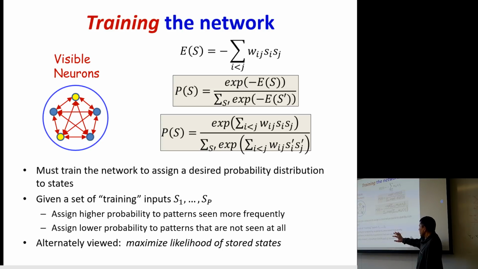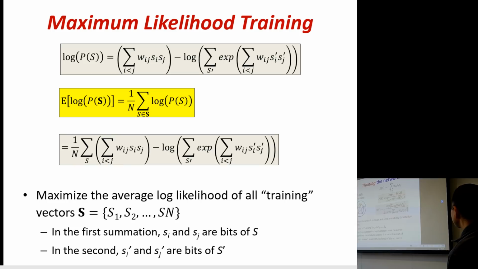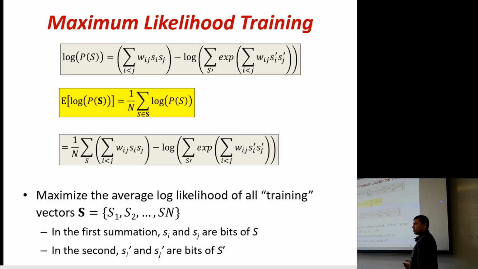But then thinking of it from a purely probabilistic perspective, what are we really doing? We are maximizing the likelihood of stored states. So let's look at the maximum likelihood learning process. P of S is the probability that is assigned to a state, which is a bit sequence, a configuration, by the network. And that's again the Boltzmann distribution.